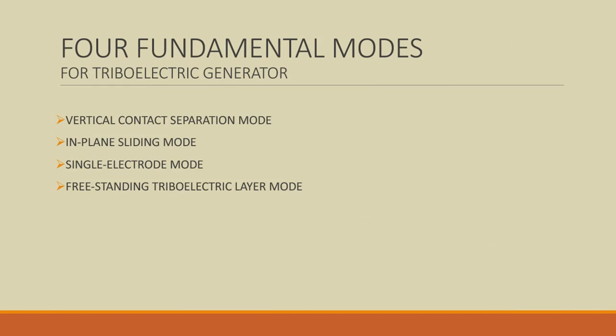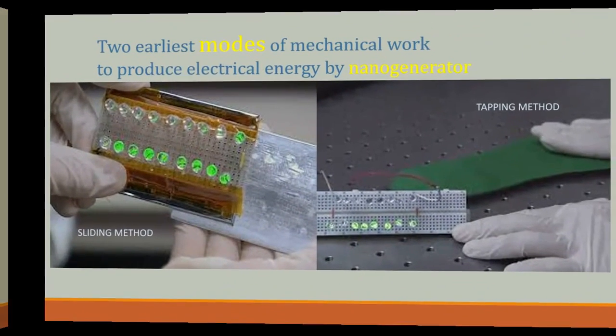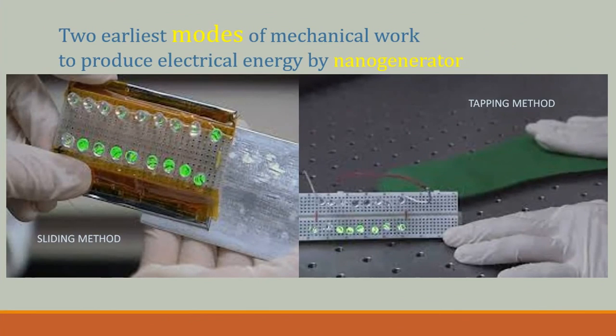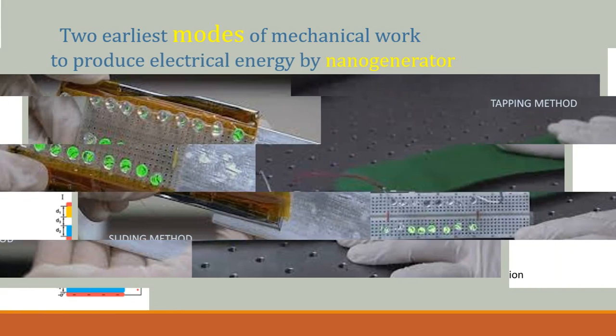There are four fundamental modes for the triboelectric generator. Firstly, vertical contact separation mode. Secondly, in-plane sliding mode. Thirdly, single electrode mode. Fourthly, freestanding triboelectric layer mode. These are the two earliest modes of mechanical work to produce electrical energy by nanogenerator. The first one is the sliding method and the second one is the tapping method.